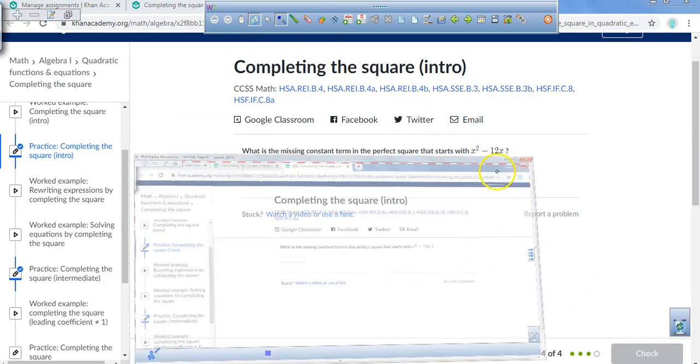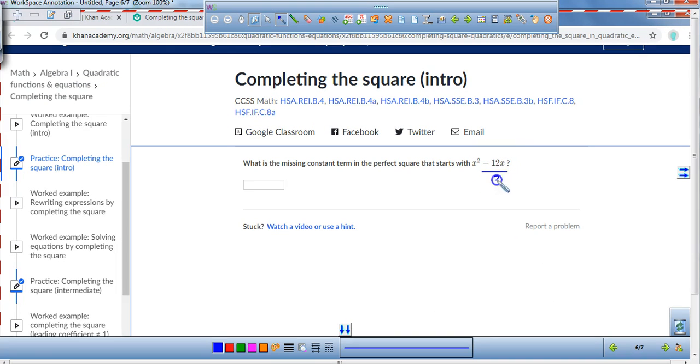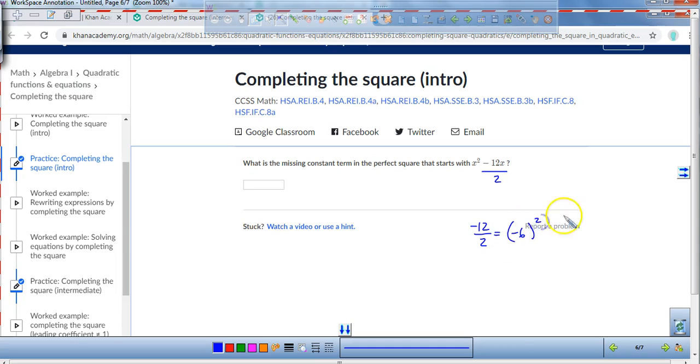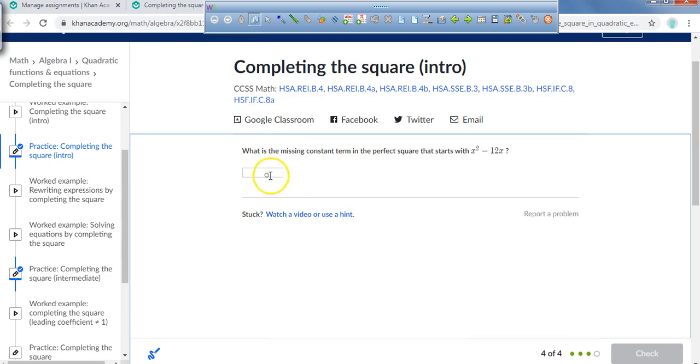What is half of 12? Half of 12 is negative 6. Well, what is negative 6 squared? Negative 6 squared is 36. I'm going to put a 36 right there. So this is going to be a very, very easy assignment. All you got to do is take half that number and square it.